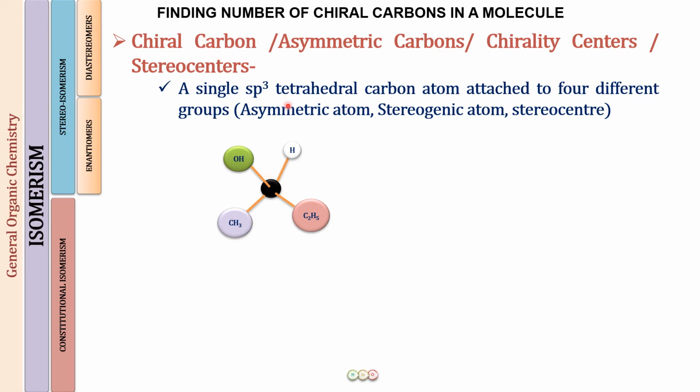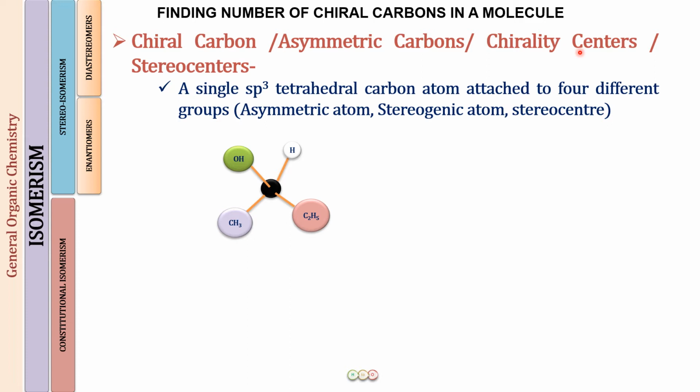Now this is also called an asymmetric carbon because there is no symmetry around this carbon, because we have all four different groups attached to this carbon. It is also called a chirality center because this is responsible for chirality in a molecule.